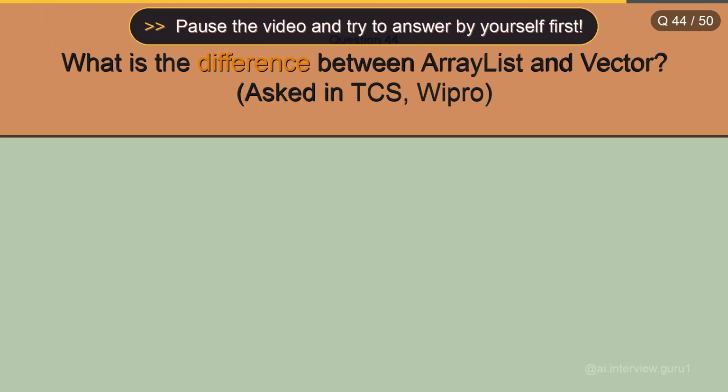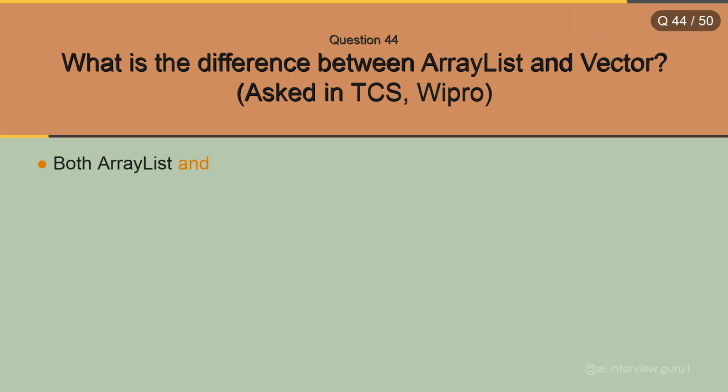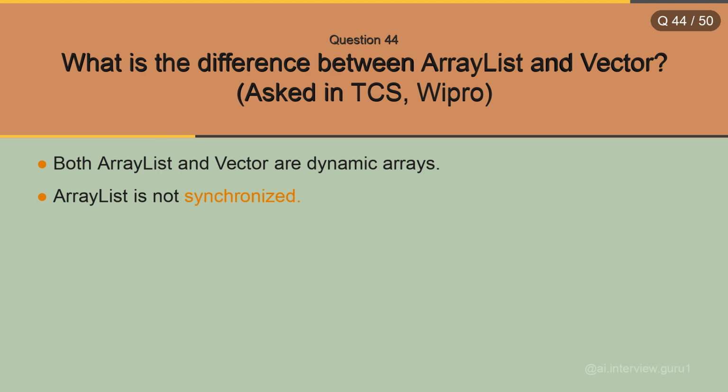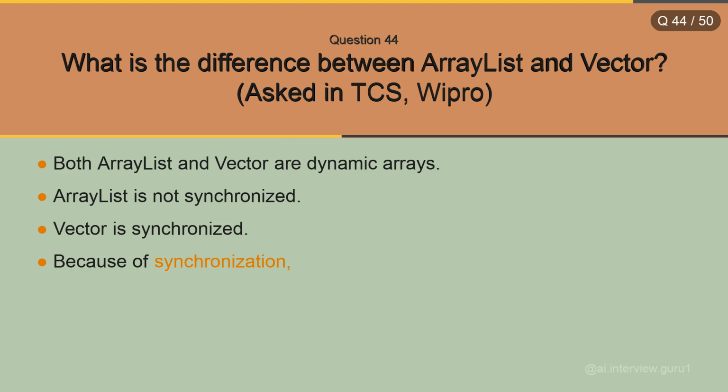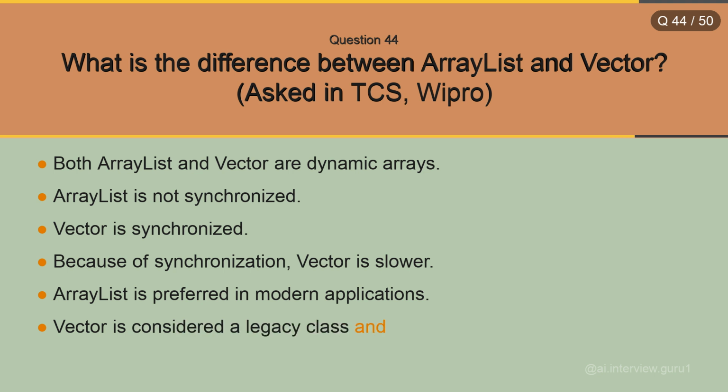What is the difference between ArrayList and Vector? Both ArrayList and Vector are dynamic arrays. ArrayList is not synchronized. Vector is synchronized. Because of synchronization, Vector is slower. ArrayList is preferred in modern applications. Vector is considered a legacy class and is rarely used in new projects.